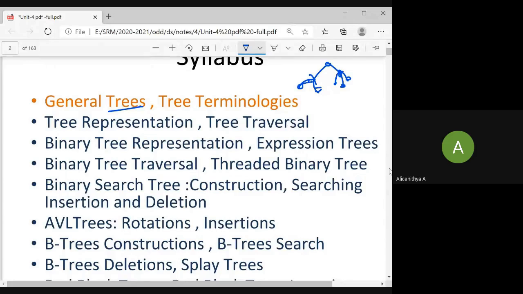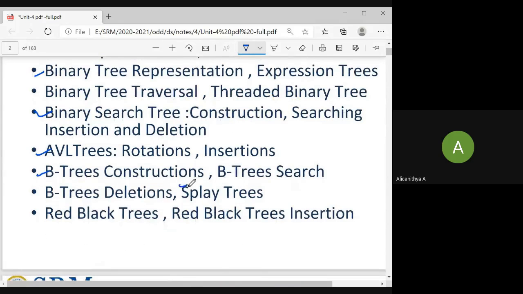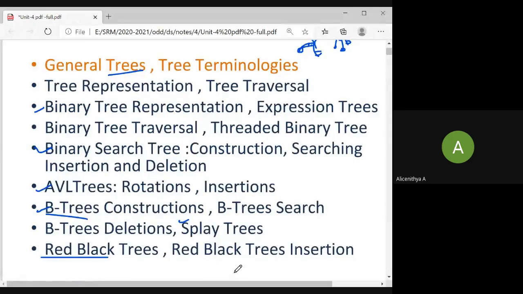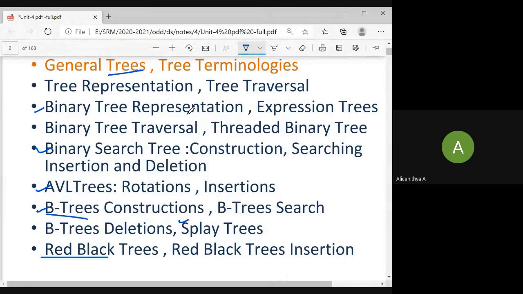All those representations you will be studying, and based on how you construct your tree and where exactly the tree will be used, there are several different varieties of trees. Each and every tree has its own advantage as well as disadvantage. Mostly each tree is used to solve a specific problem. So this is your fourth unit. I'll try to rush a little faster through the general tree and tree terminologies, so that I can finish all these things today and start with binary tree tomorrow.